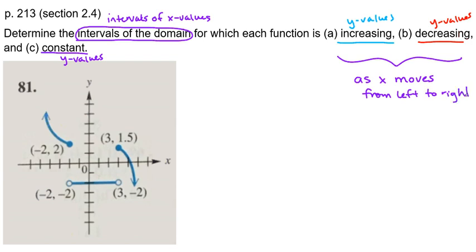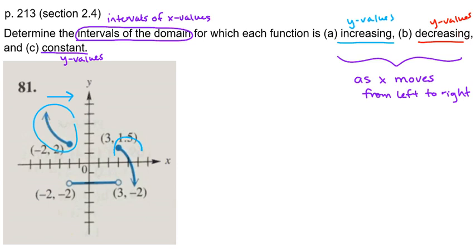So let's look at the graph, and let's see if we can find an interval for which it is increasing. You're not always going to have an increasing, a decreasing, and a constant for every single problem. This one, let's see. Take a look at this section right here. Do you see the y values going up as we move from left to right? I don't. I see the y values going down, so that is decreasing.